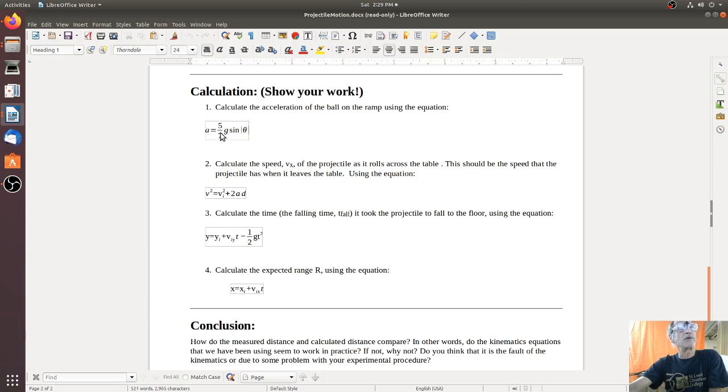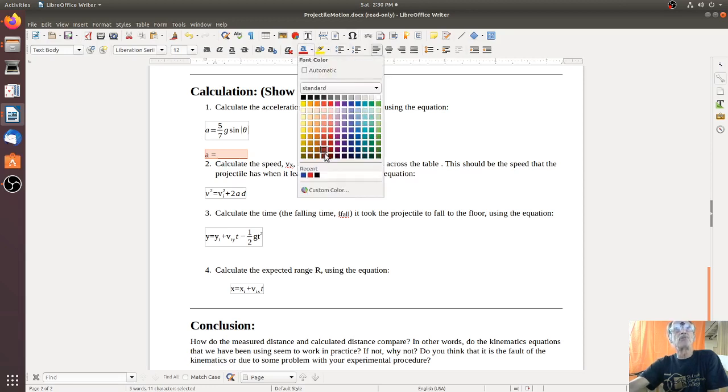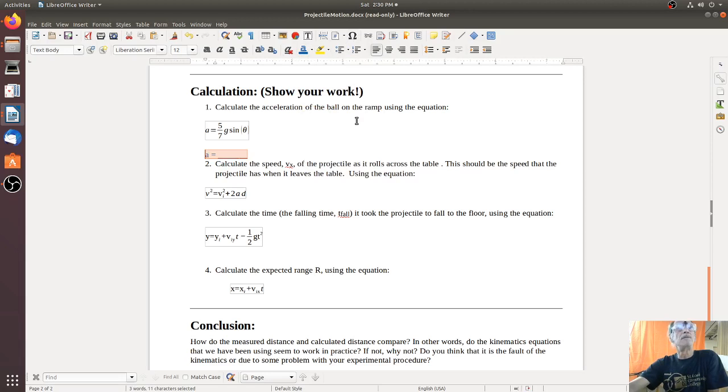So we're going to calculate the acceleration of the ball as it goes down the ramp. We take 5/7 times 9.8 times the sine of your angle. So report that there. So I would write that A equals, and put my acceleration in there for that part of the calculation and make it blue. I don't know what mine comes out to be.